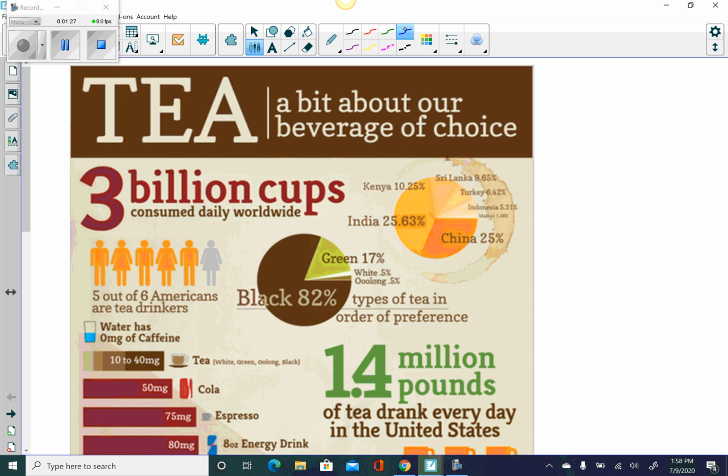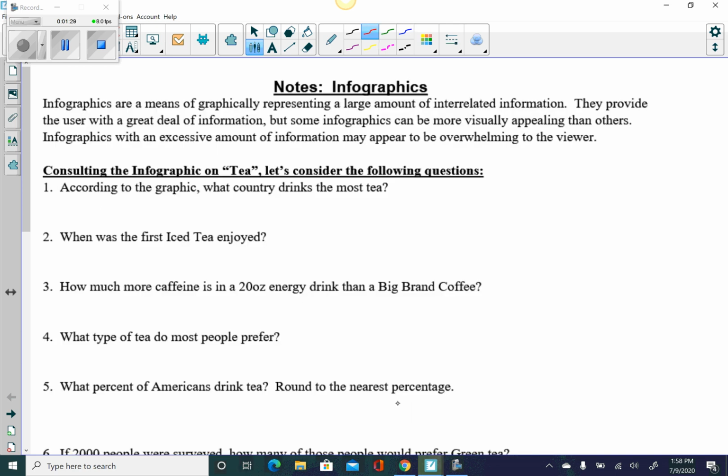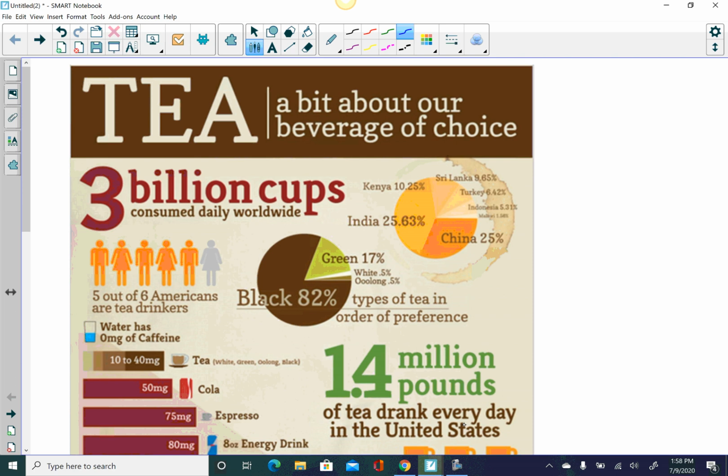All right, so the first question is asking us, according to the graphic, what country drinks the most tea? So we would go back to our infographic and look right up here at the top. This is where they have a breakdown of the countries. We want the country drinking the most tea, so we want the highest percentage. And according to that, India has the highest percentage. So that would be our answer to the first one.